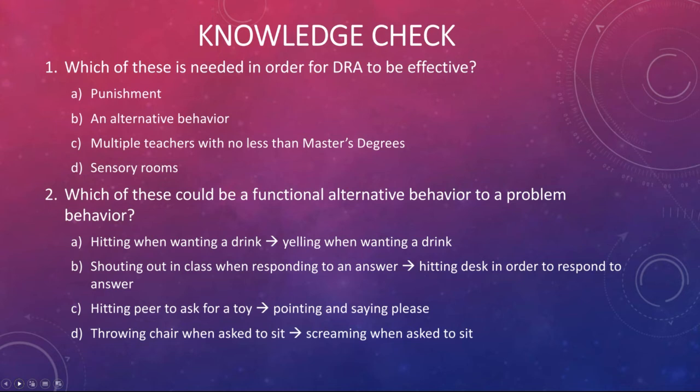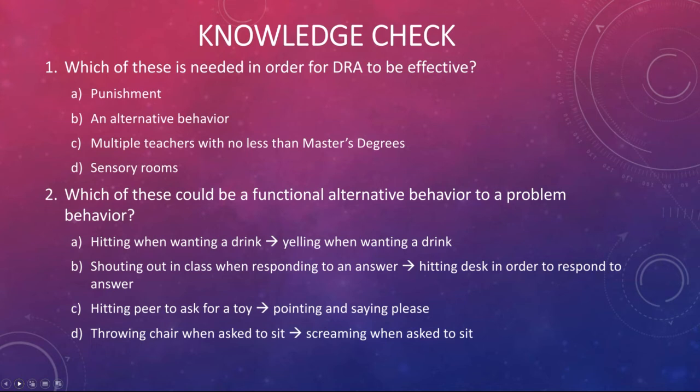A, hitting when wanting a drink, to yelling when wanting a drink. B, shouting out in class when responding to an answer, to hitting a desk in order to respond to an answer. C, hitting peer to ask for a toy, to pointing and saying please. Or D, throwing a chair when asked to sit, to screaming when asked to sit. You can pause it now and try to answer these.